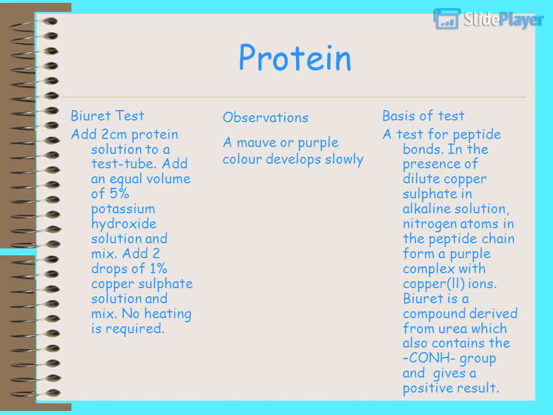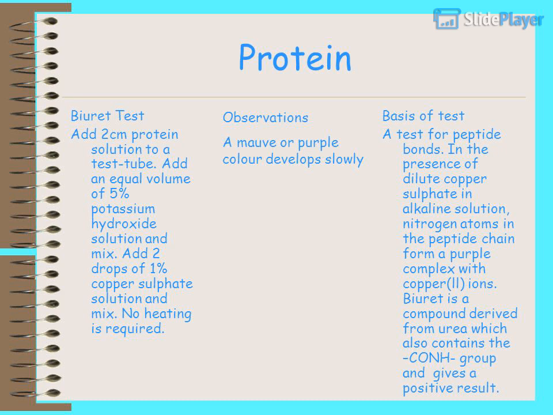Protein. Biuret test. Add 2 cm³ protein solution to a test tube. Add an equal volume of 5% potassium hydroxide solution and mix. Add 2 drops of 1% copper sulfate solution and mix. No heating is required. Observations: a mauve or purple color develops slowly.